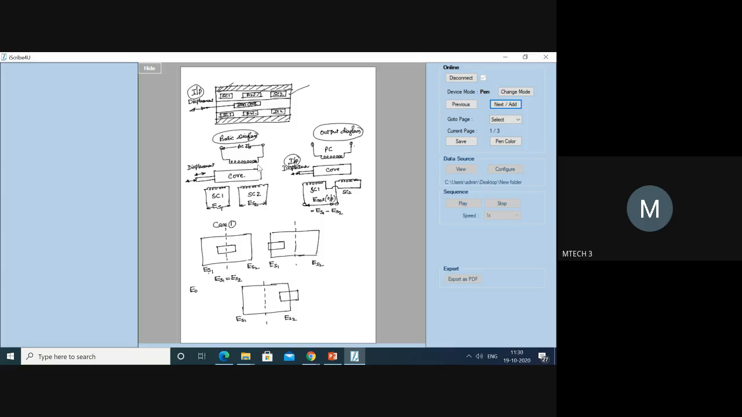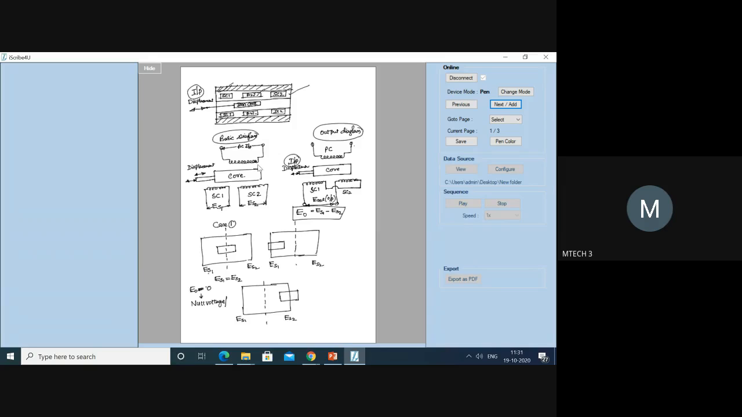E0 is equal to what now? E0 is equal to ES1 minus ES2. E0 will be equal to 0. This is called the null voltage.